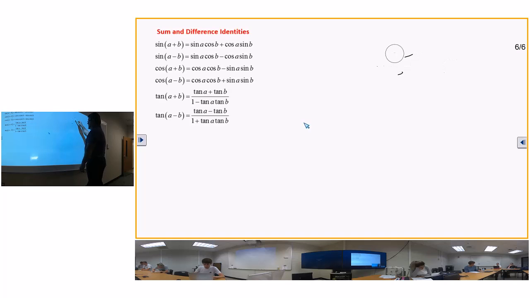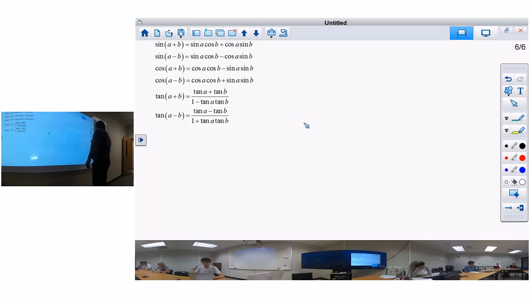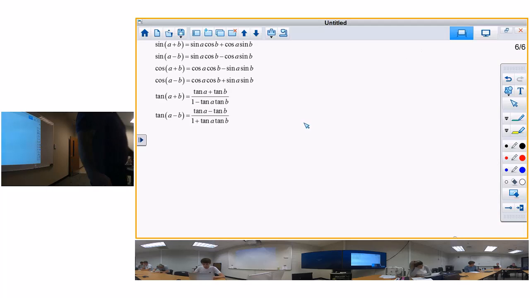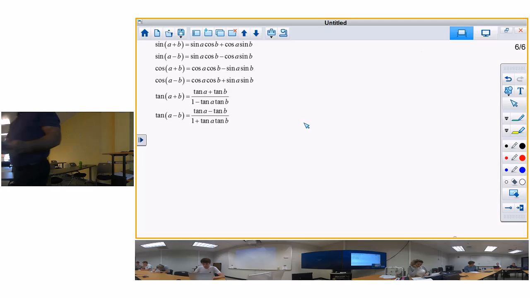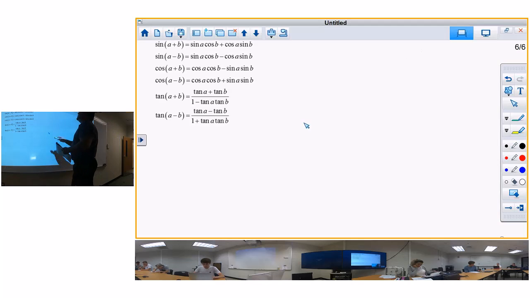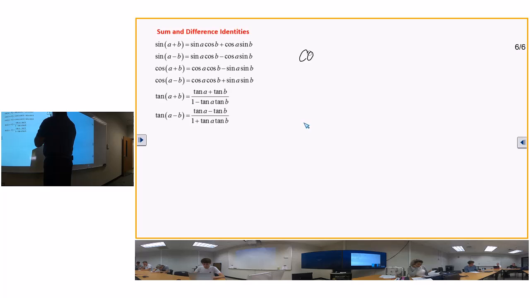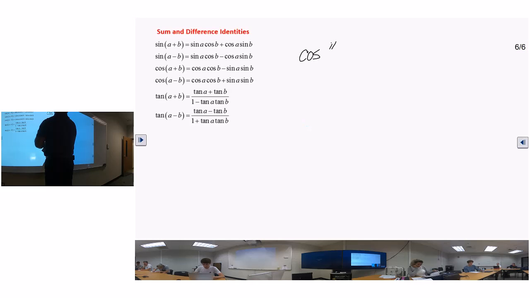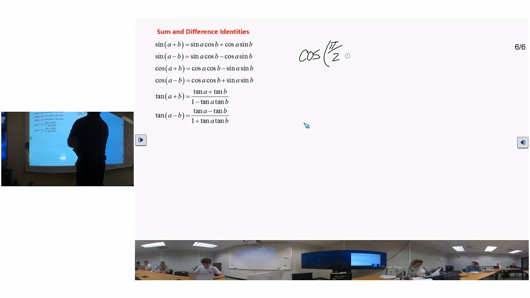All right, now you try the next one. The next one is not the same type of question, but it's one that you might see. And that is cosine of pi over 2 minus x.